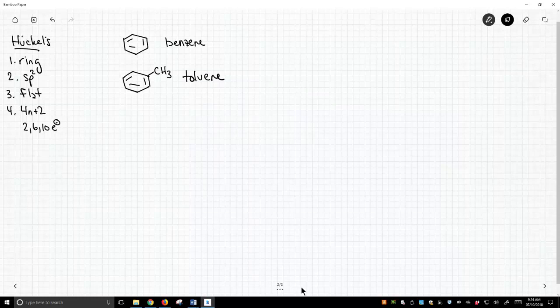Is toluene aromatic? Now, toluene is kind of a trivial example because the fact is it contains a benzene ring. So you think, well, obviously that must be aromatic. However, this methyl group, which we've drawn out so nicely, doesn't have any p orbitals. That's not part of a ring. It's not flat. It doesn't really fit with Huckel's rules. Well, as it turns out, yes, toluene is aromatic.